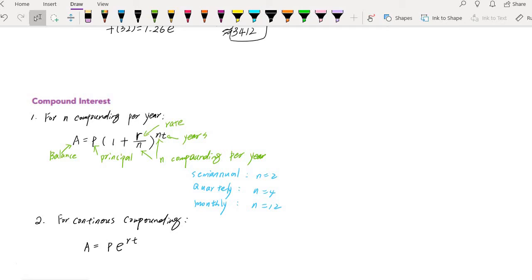Then here we have some blue color, that is when we talk about all the n. Semi-annual, n is equal to 2, quarterly, n equals 4, and monthly, n equals 12. Okay, and then we also have a second formula for continuous compounding. That is just going to be A equals P times e to the rt power.